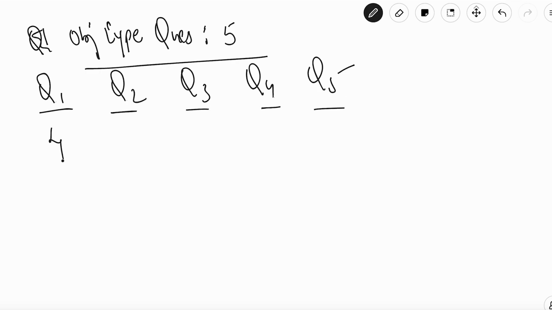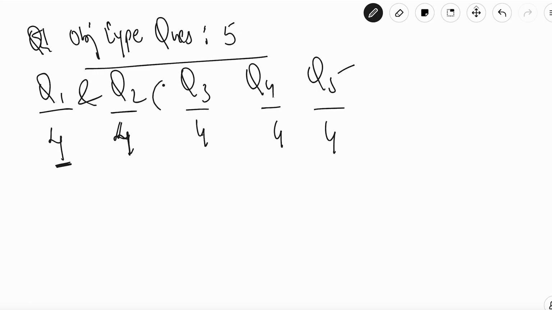All these questions are having 4 choices each. So if I have to answer question number 1, I can choose any one of the 4 choices. I have 4 options here. I can select one amongst the 4 options. Similarly, I can choose one amongst 4 for question 2. Similarly, I have 4 choices for 3, 4 and 5.